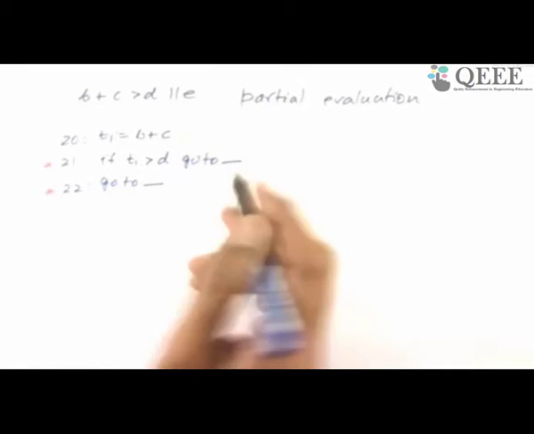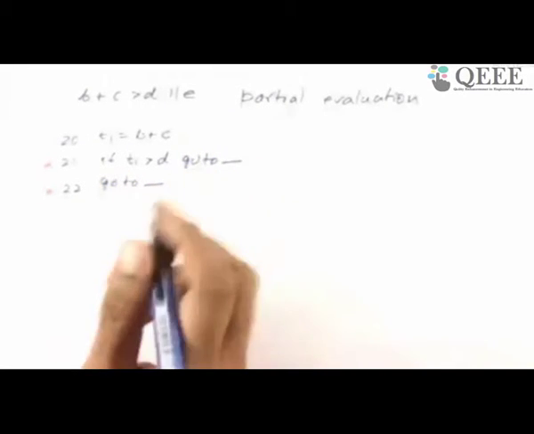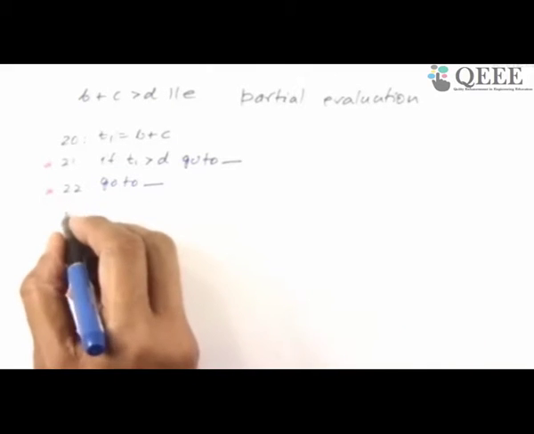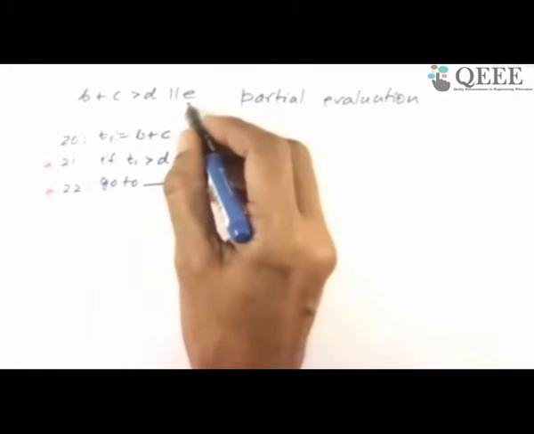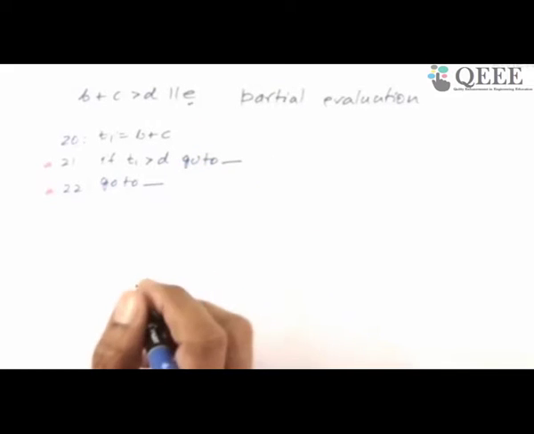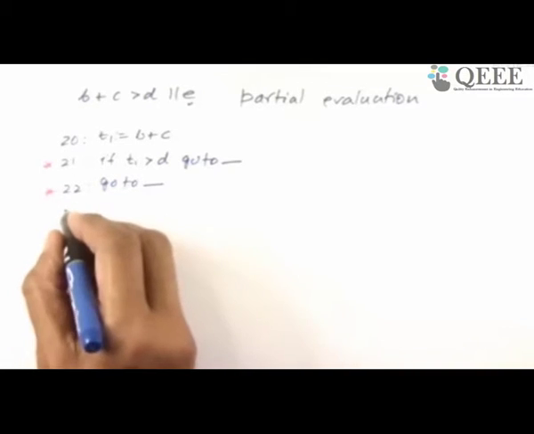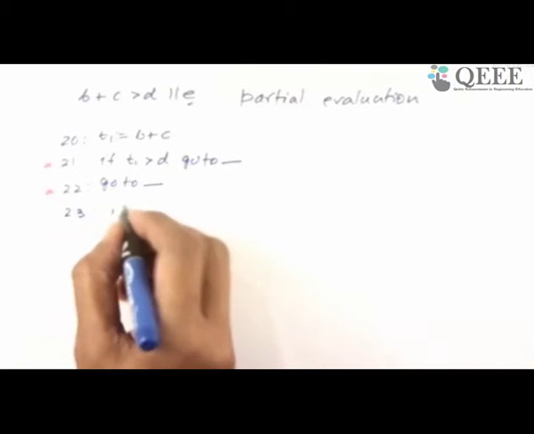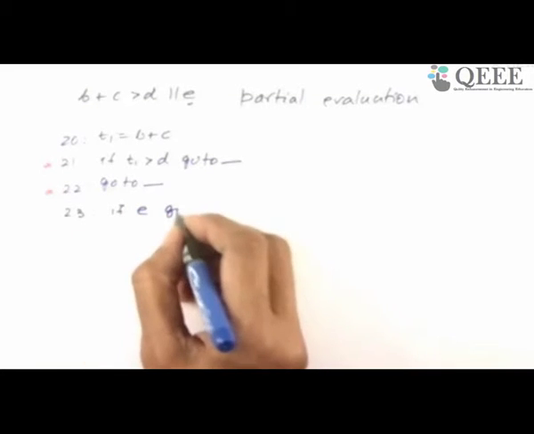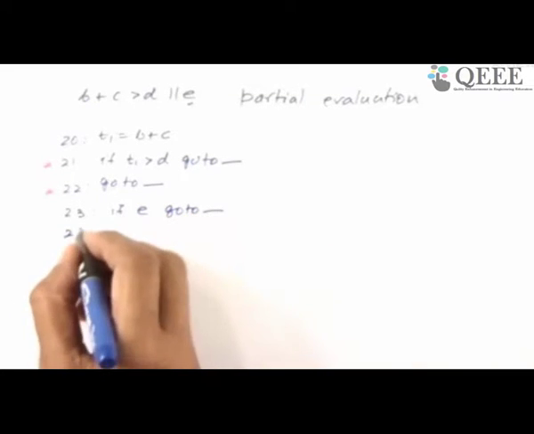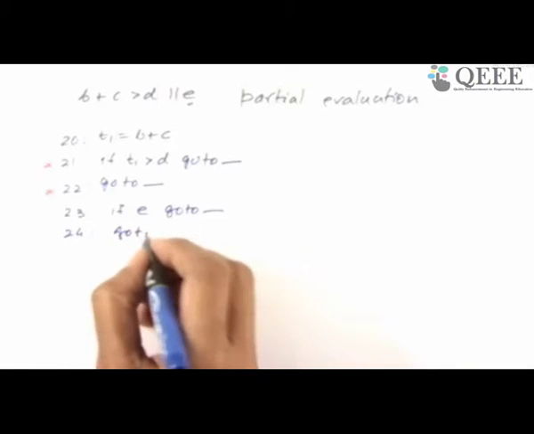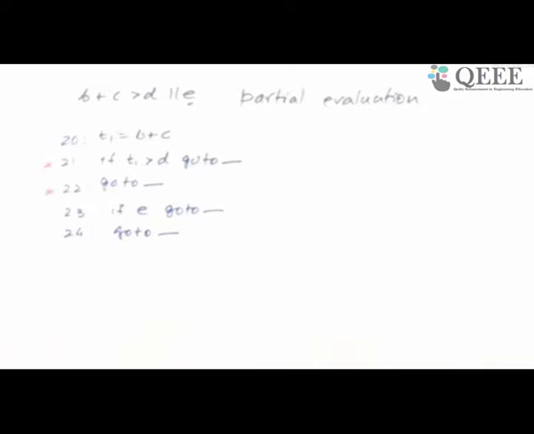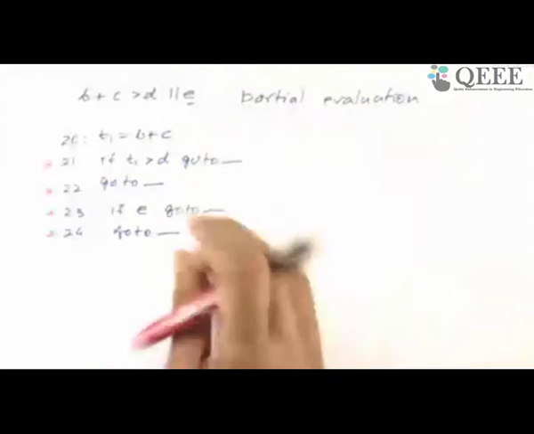So now the second part of the code goes like this. I generate another piece of code which will evaluate E and see what its value is. So what will we do? We will say 23: if E go to somewhere, and 24: go to somewhere. There are 4 pieces of code which are incomplete because I have not connected them yet. So this is for B plus C greater than D, and this is for E.